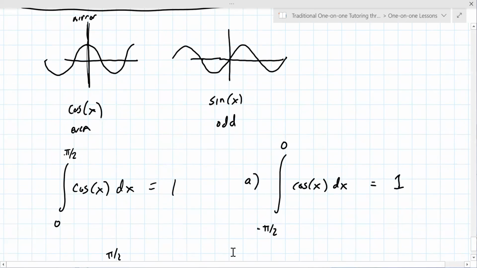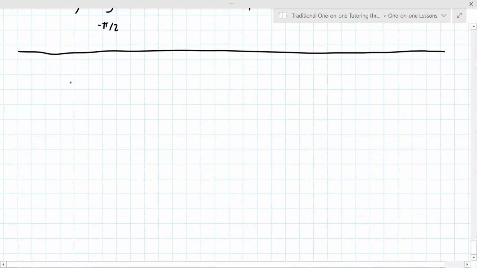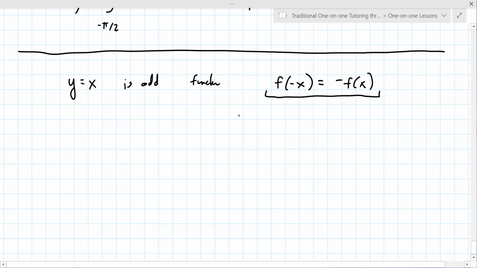Okay, are you comfortable with evens? Because we got to talk about odd functions now. Okay, so let's look at a much more basic odd function so you can see this. Y equals x is an odd function, and it's because f of minus x equals minus f of x. That's like a definition.